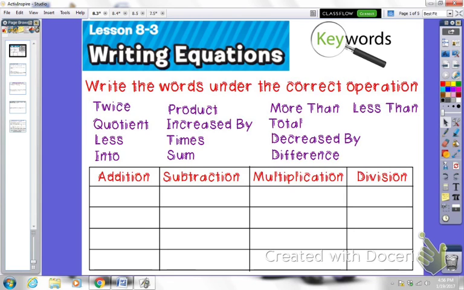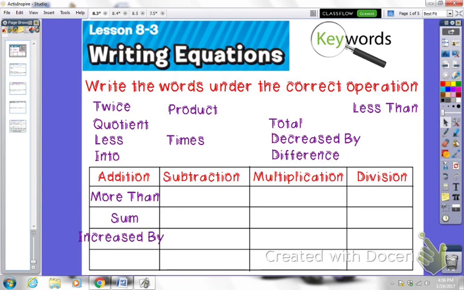There are four words up there from the list that mean addition. One is more than. Another is the word sum, increased by, and total. So if you see any of those four words in a word problem, they mean to add.